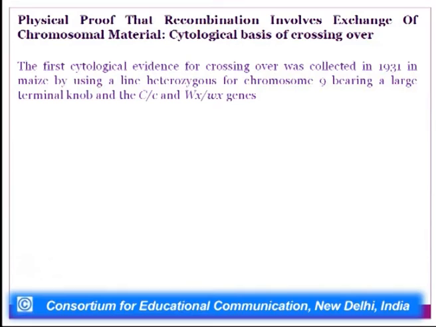Now, what is the physical proof or evidence that recombination involves exchange of chromosomal material? So, there was a cytological basis of crossing over, and the first cytological evidence for crossing over was collected in 1931 in maize by using a line heterozygous for chromosome number 9 bearing a large terminal knob and the capital C, small c, and Wx genes. So, we will look at how these genes were used and how the first cytological evidence was shown by McClintock and another scientist to depict that there is a physical breakage in the chromosomes that leads to the crossing over that takes place.